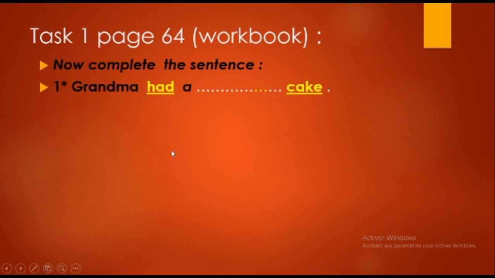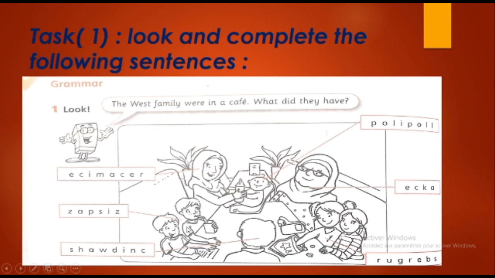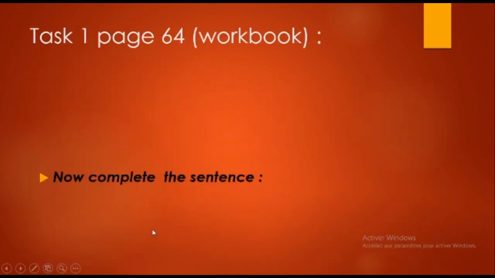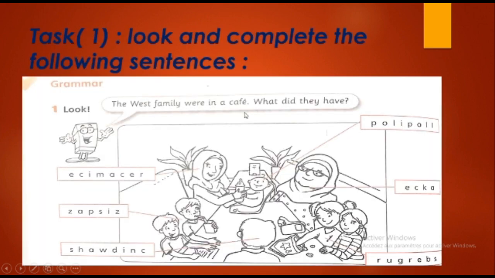Please read the next sentence. The boys. Look at these boys. The question, what did they have? Can you give me a sentence? We should start with the boys. Should we say the boys had or have? Excellent, had. The boys had what? Pizzas. Thank you, pizzas. Sentence number 2. The boys had pizzas. Excellent. Now let's move to number 3.